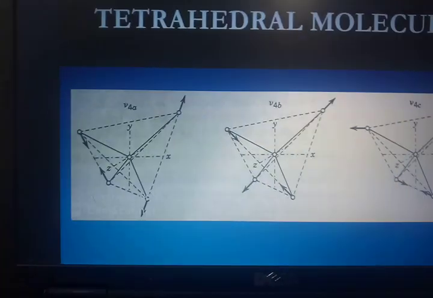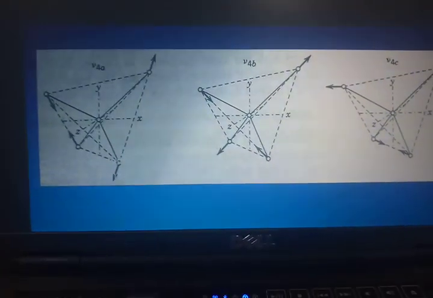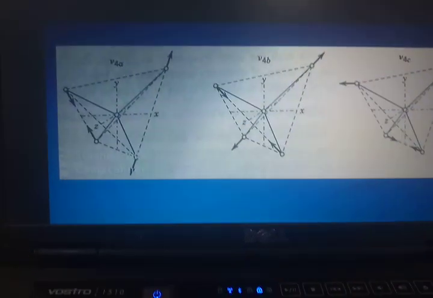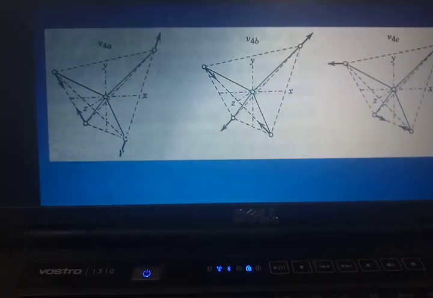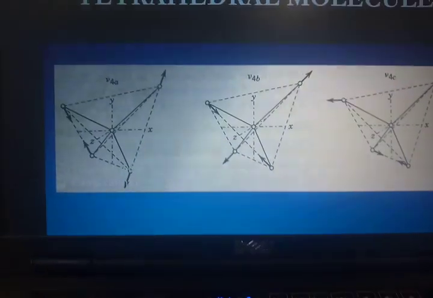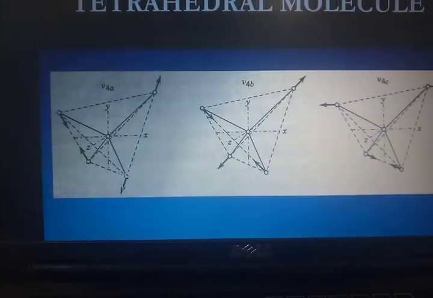So in a tetrahedral molecule, what will happen? We will have four types of bands, out of which one will be singly degenerate, one will be doubly degenerate, and two will be triply degenerate.